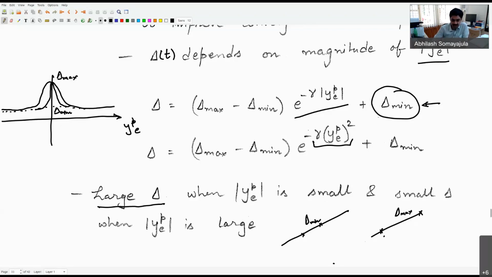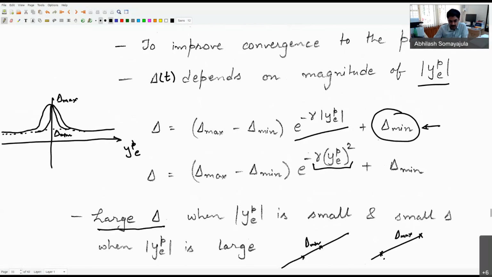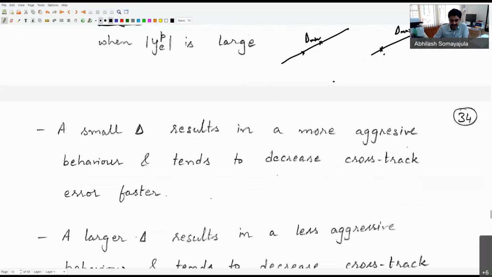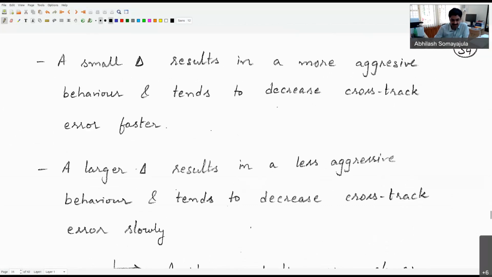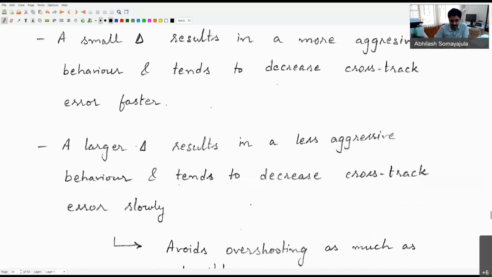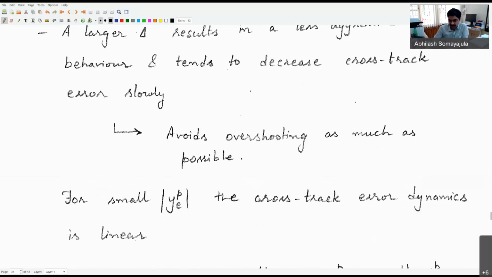Okay. So you can choose delta to be a time varying quantity as well. A small delta usually results in a more aggressive maneuver, which tends to decrease the cross-track error faster, whereas a larger delta results in a less aggressive behavior and tends to decrease the cross-track error slowly. The idea of decreasing this cross-track error slowly is that we can avoid overshooting. So which means that if I am coming from one side, I don't want to be looking at this sort of a convergence, but rather I want a smooth convergence onto the path.